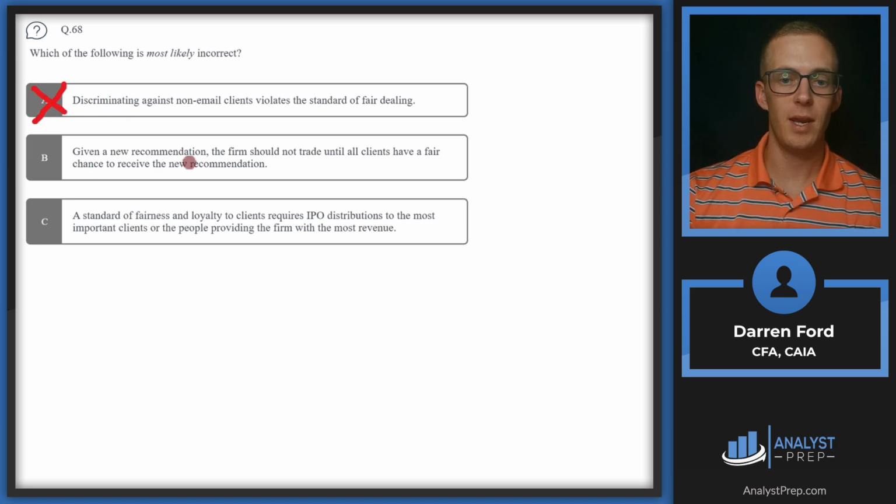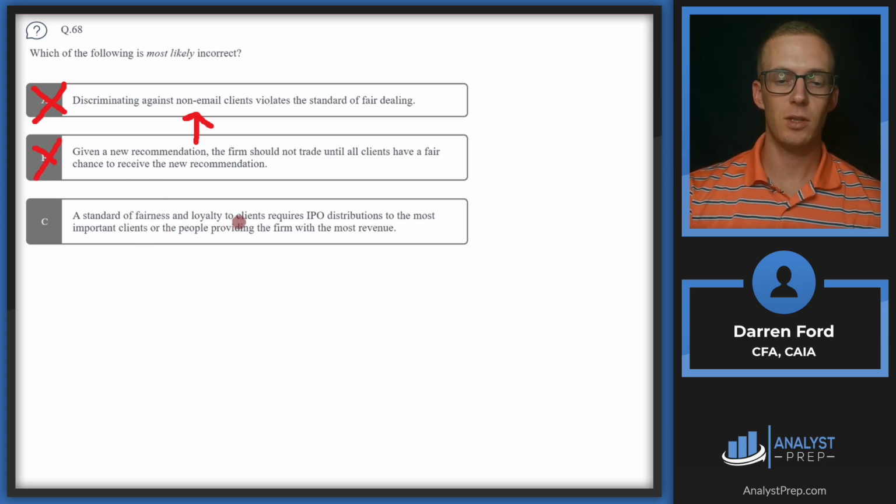B, given a new recommendation, the firm should not trade until all clients have a fair chance to receive the new recommendation. This is also correct and kind of falls under the same jurisdiction as answer A. If we have non-email clients, for example, we should make sure we're reaching out to all of them via phone or other communication to make sure they get that new recommendation. So we can probably rule out B here. Let's make sure C makes sense.